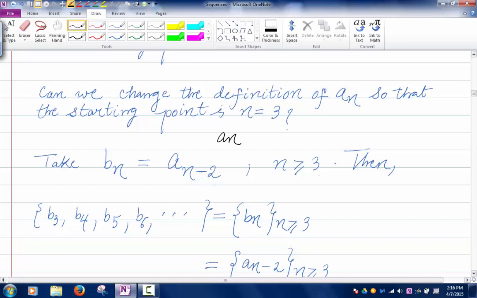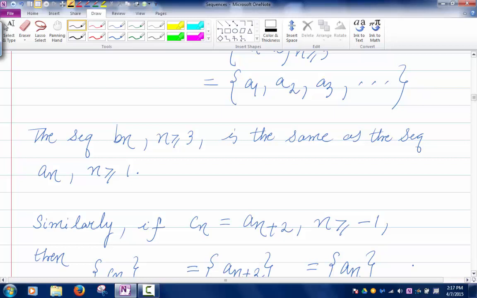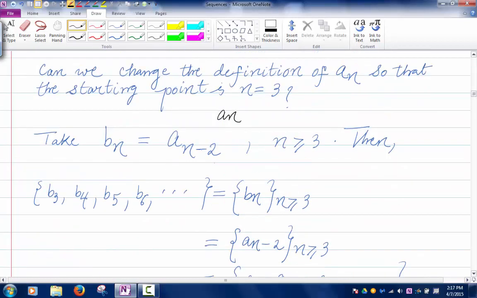And still you'll have the same sequence. So here, Bn is An minus 2, and n is larger than or equal to 3. Again, how did I get to n minus 2? My sequence starts at 1, but I want to start at 3, which means I want to start 2 indices forward, right? Then I'm going to subtract 2 from n. And if I do that, notice that I'm going to get the same sequence. Let's see. So now Bn is defined for n greater than or equal to 3.